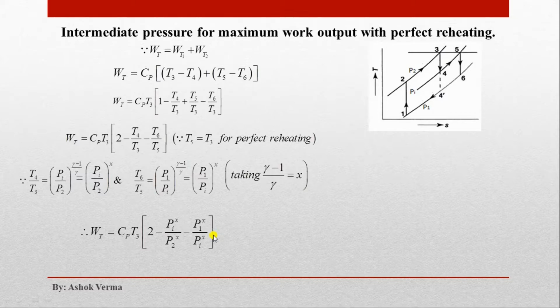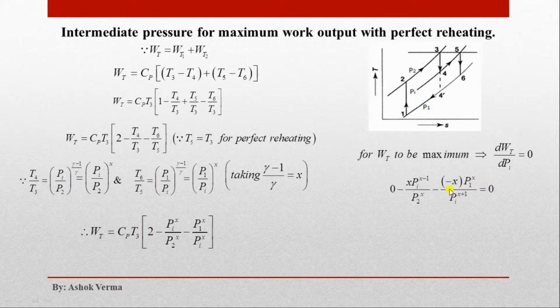So for maximizing the net work output, you have to optimize the intermediate pressure, because P1 and P2 are fixed. P1 and P2 are fixed because this is the available or atmospheric pressure, and this is your required pressure, that is P2. So these two pressures are fixed and T3 is also fixed. So only Pi can be changed. So you will differentiate this equation with respect to Pi, and you will find the optimum Pi for the maximum work output.